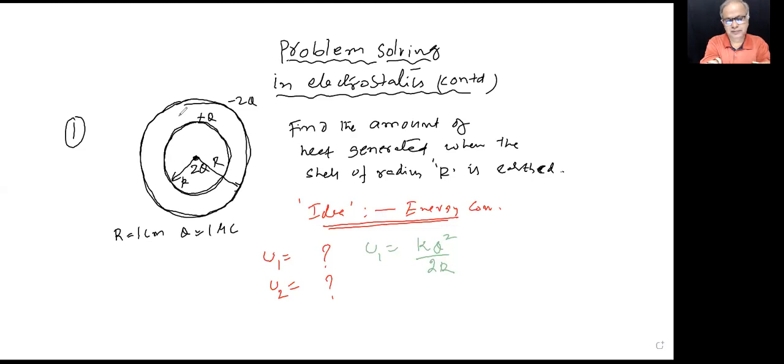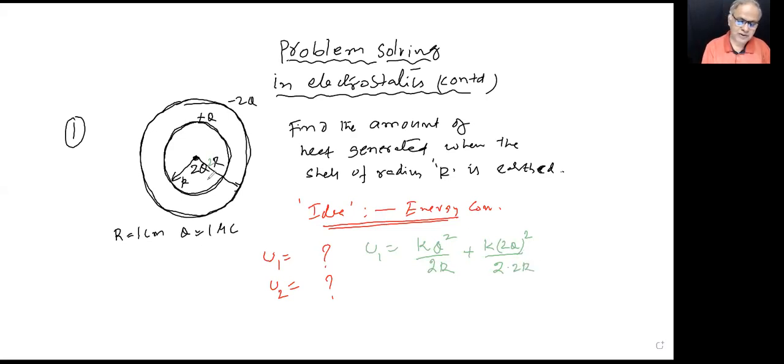Then K into minus 2Q whole square by 2 into K into 2Q whole square for the outer shell, right? Yes, sir. By 2 into the radius of that, which is 2R. One is R, the other is 2R, right? In the figure, I forgot. Yes, 2 into 2R, right?